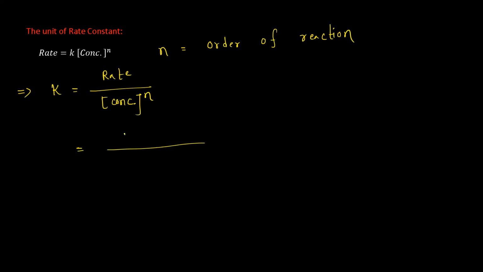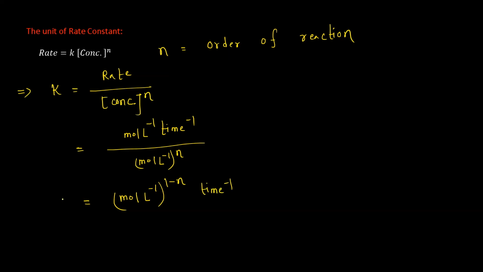Unit of rate is mole per liter per time, and the unit of concentration is mole per liter power n. So we can write mole per liter to the power 1 minus n per time.